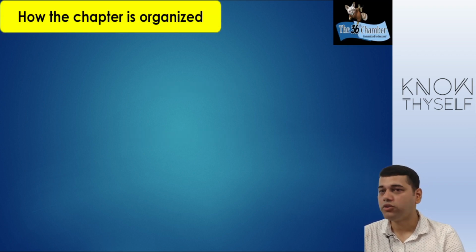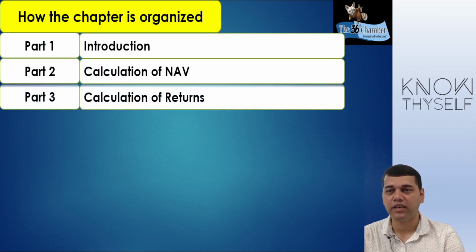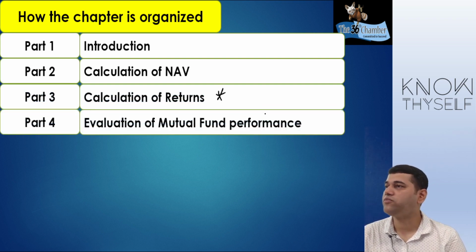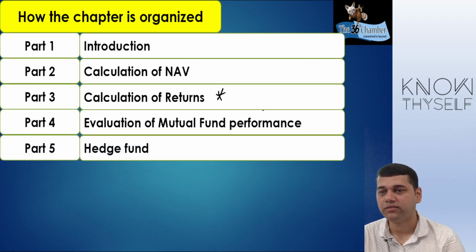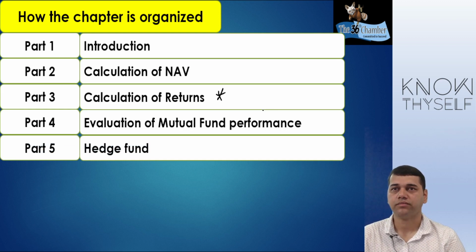So what are we going to learn in this chapter: introduction, calculation of net asset value, returns, which is the most important thing here, the crux of this chapter. Evaluation of mutual fund performance, the Sharpe ratio and all, we have already covered. Hedge funds is a very small portion involved here.